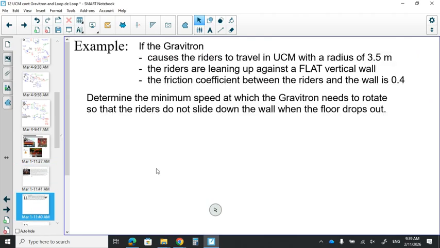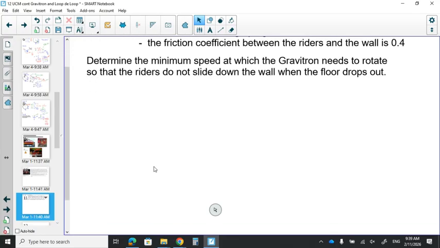Question is, if the Gravitron causes riders to travel in uniform circular motion with a radius of 3.5 meters, and the riders are leaning up against a flat vertical wall. That one is a little bit of an angle, so that would complicate things a bit. Not terribly, but just for the point of making it as a first example here, we'll have a flat vertical wall straight up and down, and a coefficient of friction between the riders and the wall of 0.4. Question is, what speed does the Gravitron need to get to so that they don't slide down when the floor drops out? So as usual, you might start with a diagram that helps visualize things here.